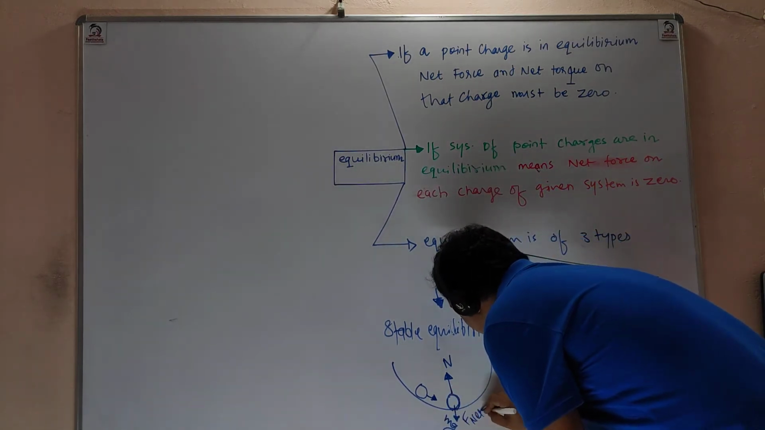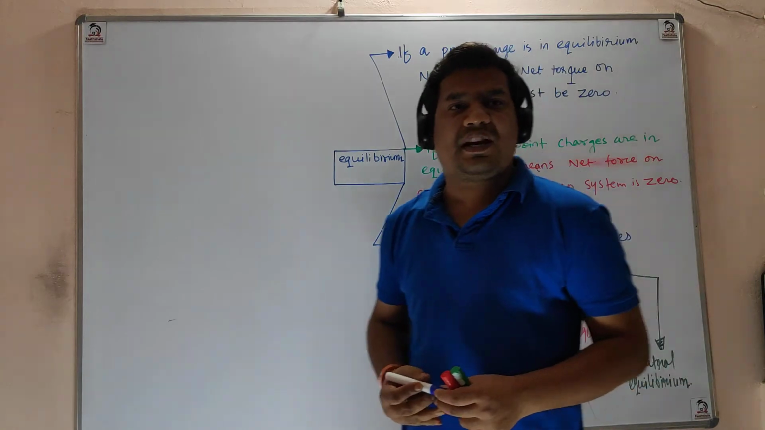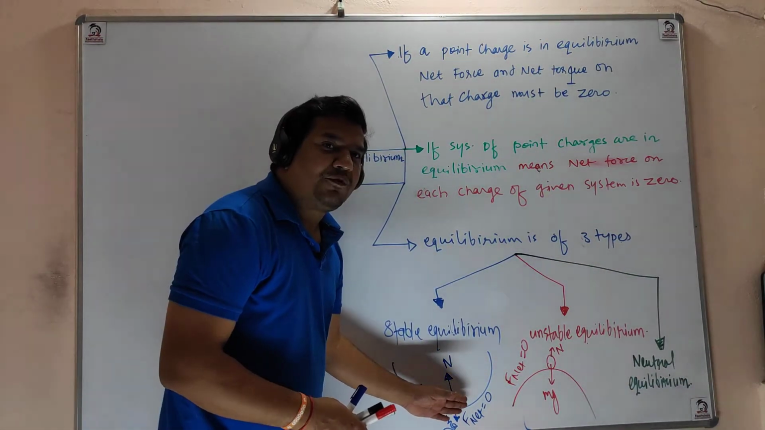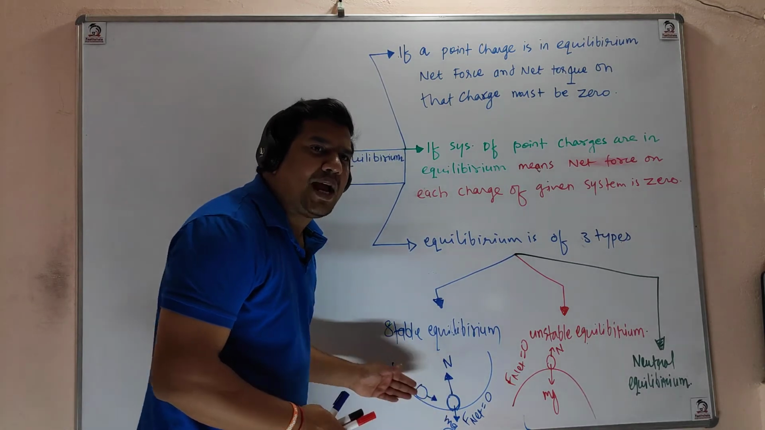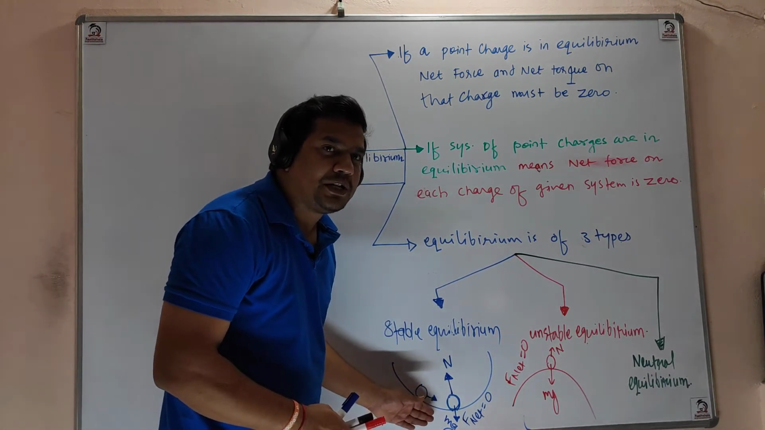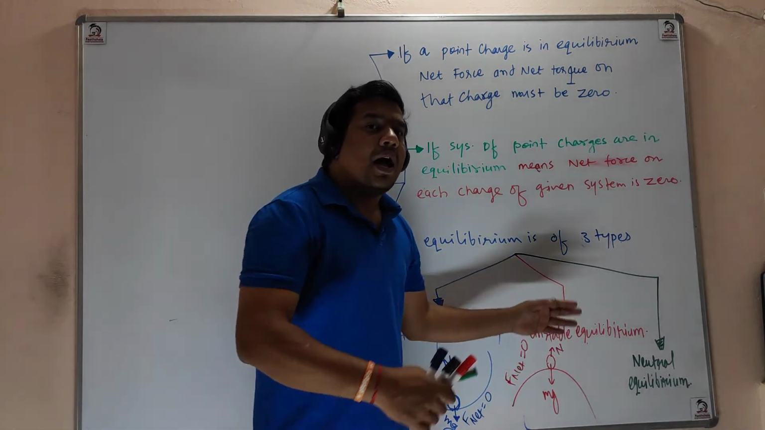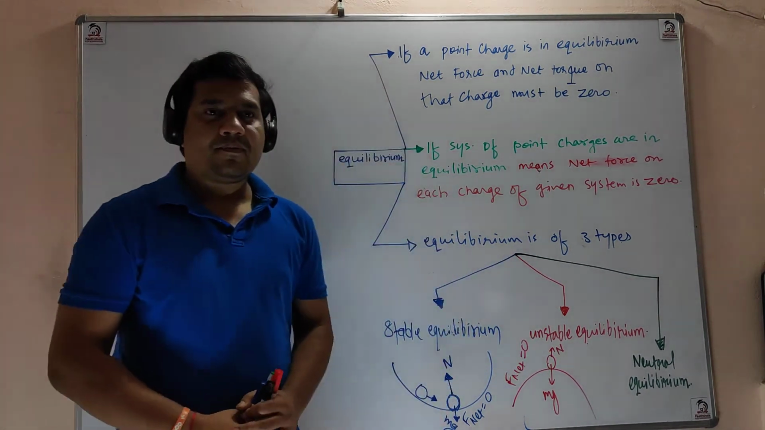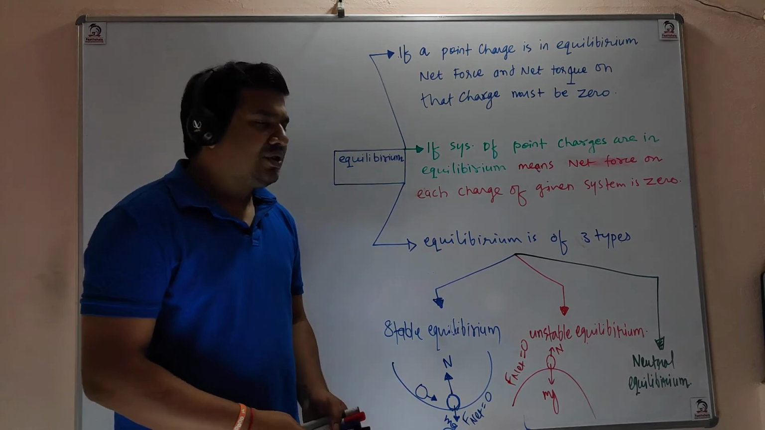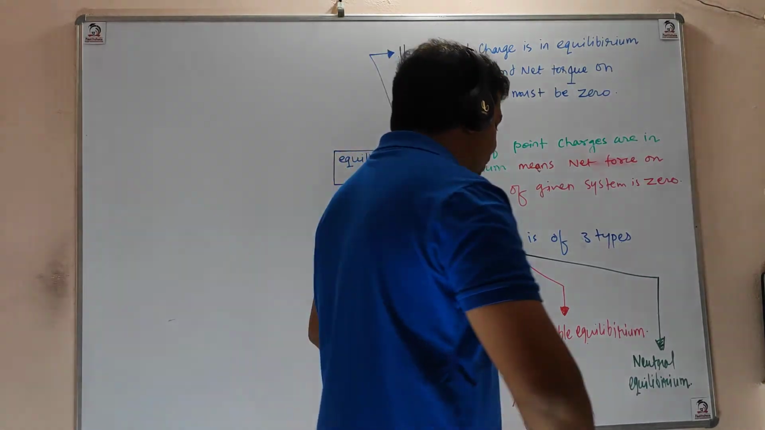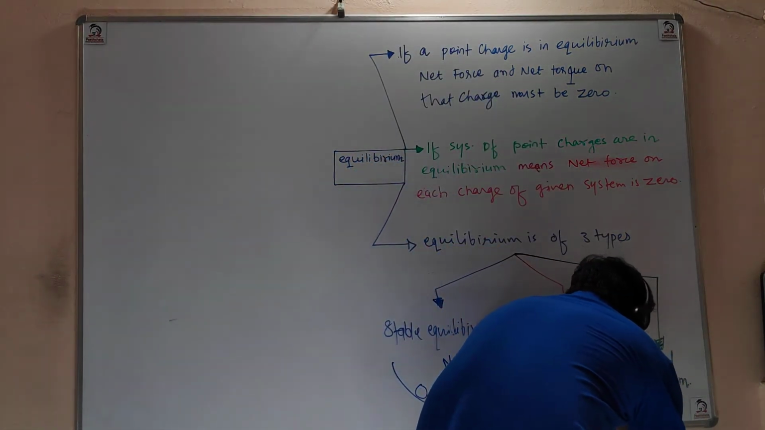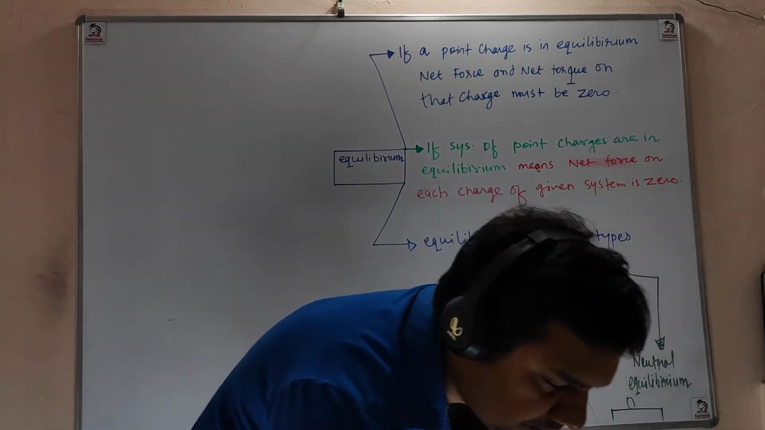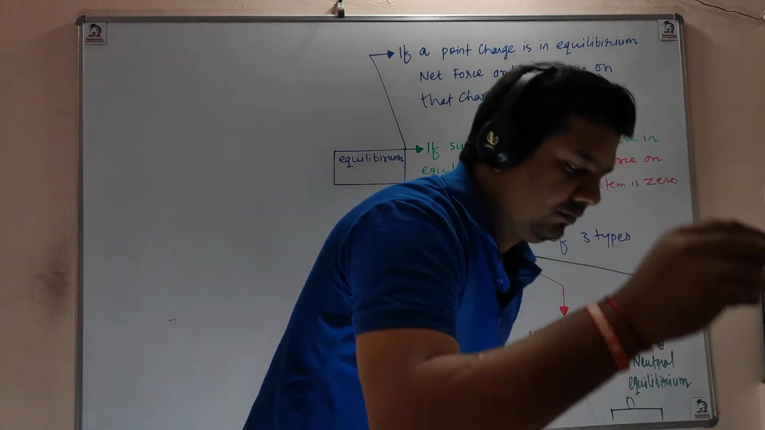Net force here also 0. So net force is 0 in stable and unstable equilibrium both. But when you displace the particle from its stable equilibrium position, it tries to come back to its stable equilibrium position. But when you displace the particle from its unstable equilibrium position, it will never come back. Agree? A neutral equilibrium is independent of position. Neutral equilibrium is like this. Doesn't matter.